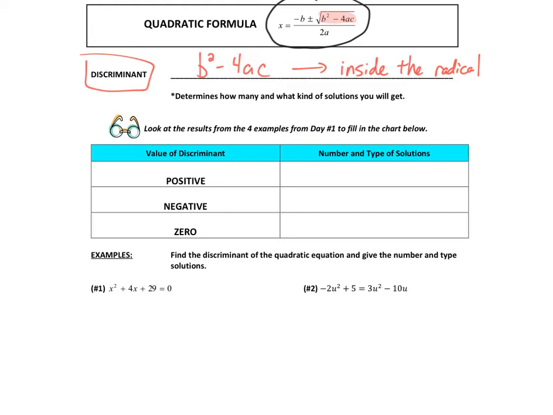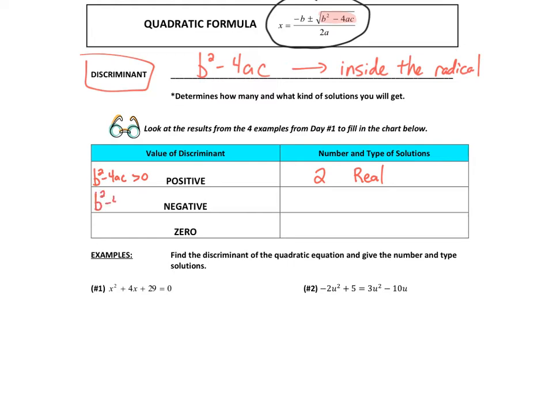So if the value of the discriminant is positive, that means b squared minus 4ac is greater than 0. If that happens, we will get two real solutions. It could be nice and easy like 6 and negative 4, or it could be something like 4 plus or minus the square root of 7. The plus or minus means two solutions.